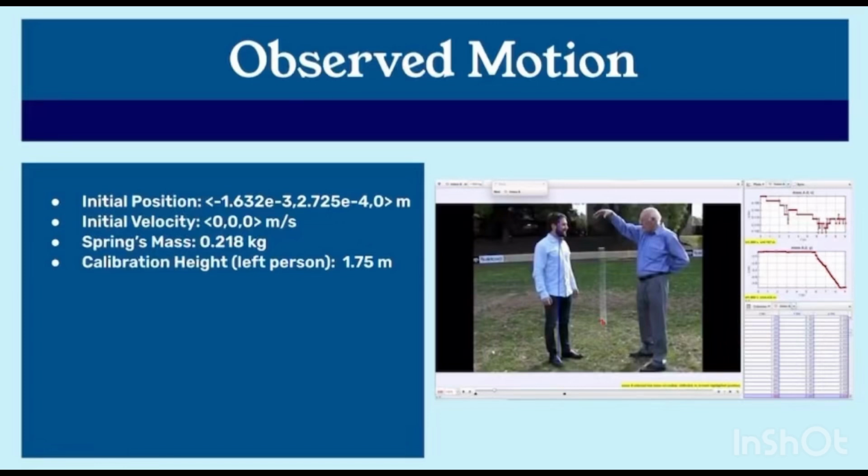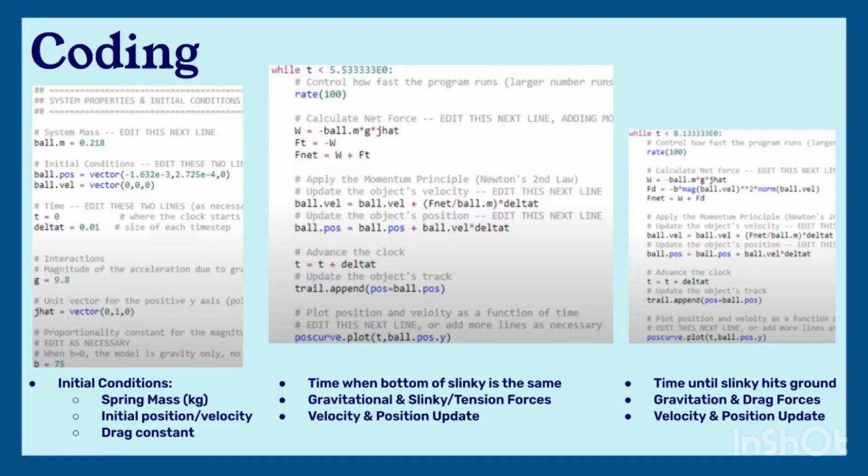The spring also had a mass of around 0.218 kilograms, and using the person on the left as a scale, we found that the calibration height was 1.75 meters. On the right of the video, we can see our Tracker graphs, which allude to the fact that the bottom of the slinky did stay stationary, as you can see from the GIF and the graphs.